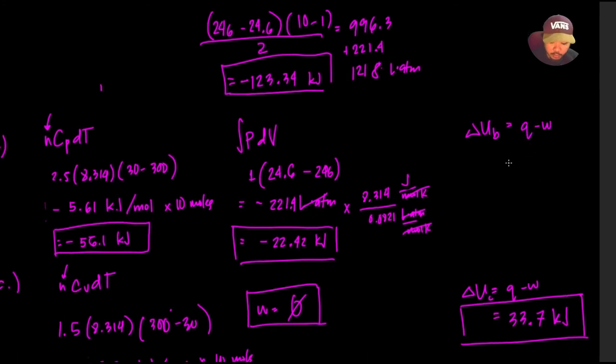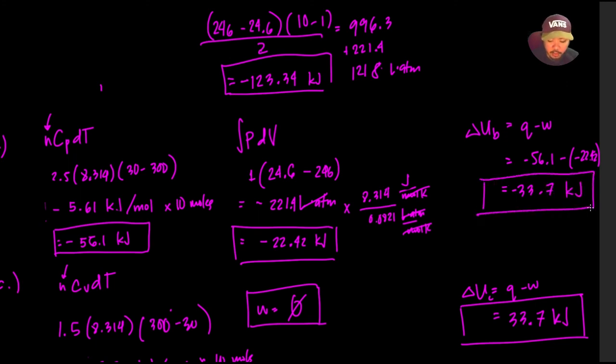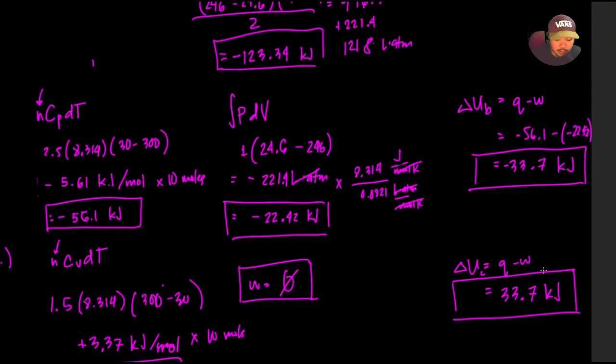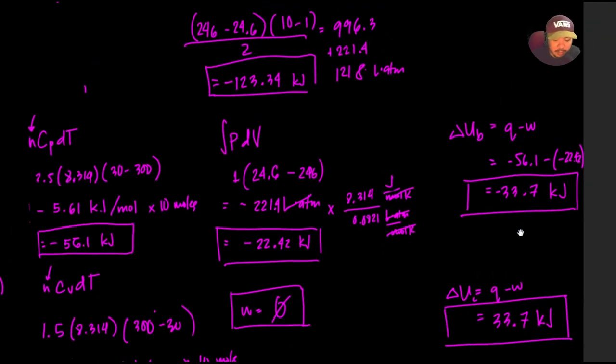Q minus W. Q here is negative 56.1 minus negative 22.4 gives us, we compute this, that's 56.1, 22.4 gives us, round off ko lang din, negative 33.7 kilojoules. Okay? Okay. Actually, magka-cancel out siya, no? And later, makikita nyo na this is relevant, no?